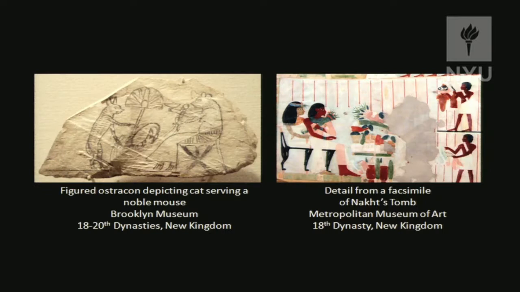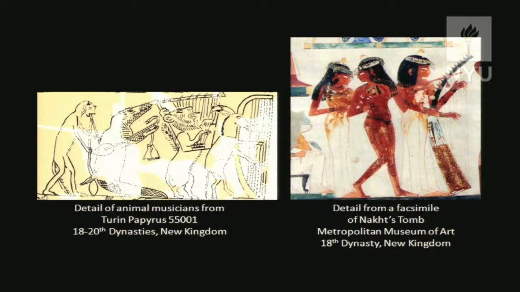For instance, the motif of a seated elite mouse being waited on by a cat servant seems to refer to the numerous funerary depictions of seated tomb owners being waited on by servants. Likewise, there are numerous depictions of animal musicians in ostraca and in the papyri from the Turin and the British museums, which relate closely to the musicians and the banqueting scenes found in many New Kingdom Theban tombs.